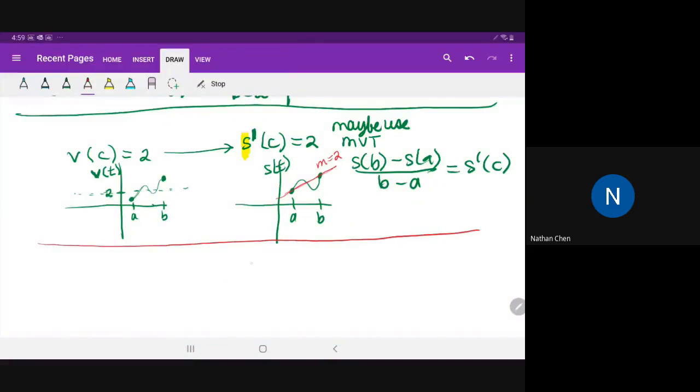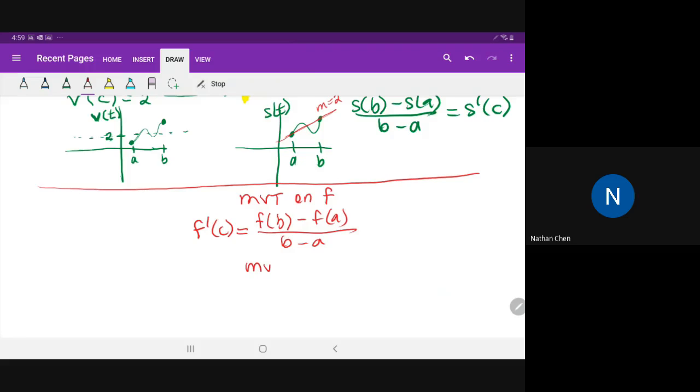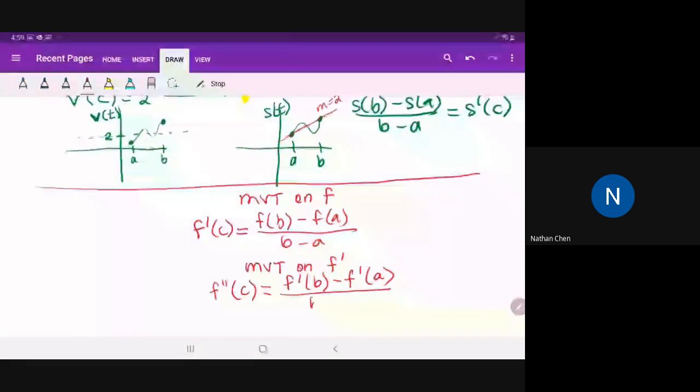Okay, so one thing that you want to know is that you can do mean value theorem on different functions. So mean value theorem on F is where you do F of B minus F of A over B minus A, and then I'll do it where the derivative is on this side, so equals F prime of C. So that's the mean value theorem on F. But you can also use the mean value theorem on F prime. So that would be F double prime of C equals F prime of B minus F prime of A over B minus A.